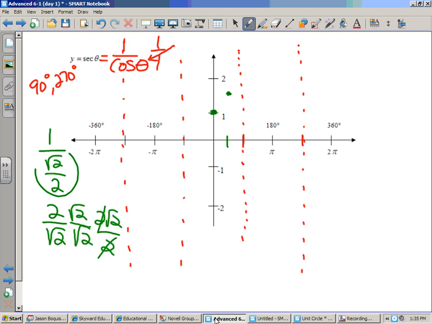You just take this and flip it, which is 2 over the square root of 2, because it's times 1, so it doesn't matter. Then you take it times the conjugate. So it's 2 square root of 2 over the square root of 4, which is 2. The 2's cancel, it's square root of 2, which is 1.414.